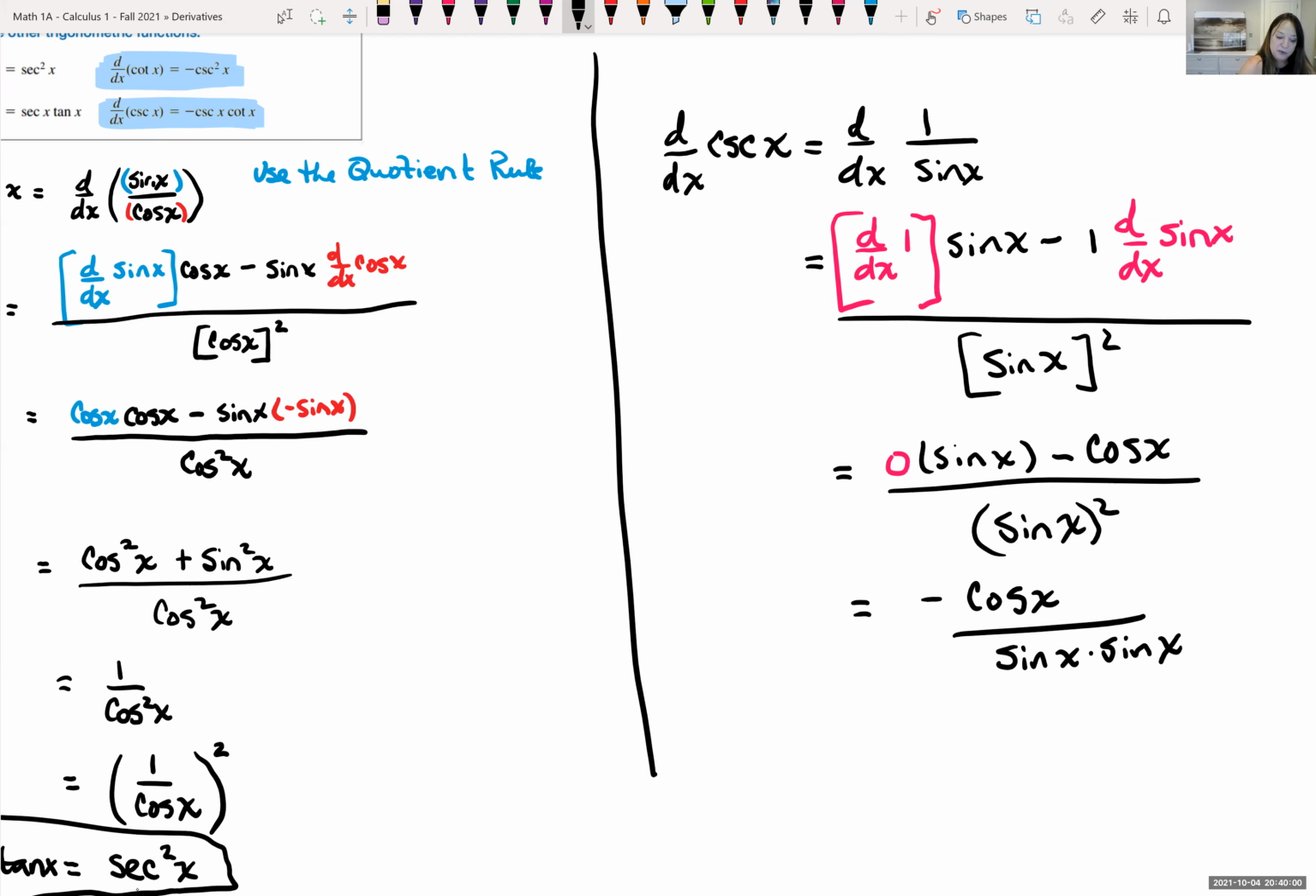So I can technically break this down as 2 separate fractions. I can write that down as negative cosine of x over sine x times 1 over sine x.